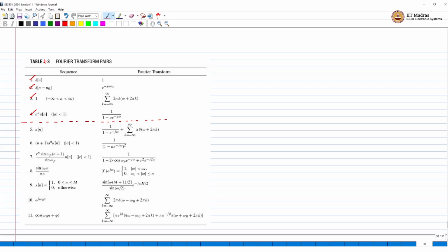Okay, so we will stop here and we will pick it up from here in the next class and build on it, and make sure that we have a very good handle on the discrete time Fourier transform.